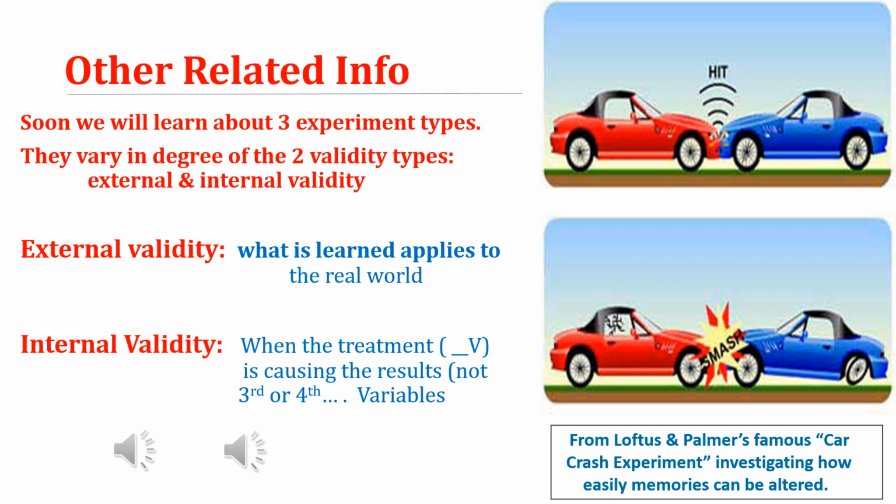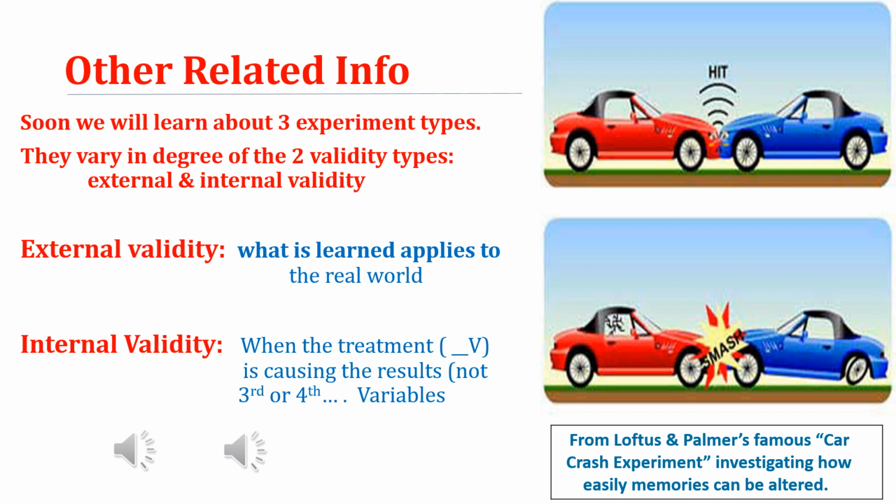On this slide, we'll learn about the two types of validity. When you get to internal validity, sorry about that, you'll notice a blank. Decide whether it should be filled in with independent or dependent variable. After that, we'll consider the very famous Loftus and Palmer experiment on memory and the manipulation of it. So the treatment is the independent variable.